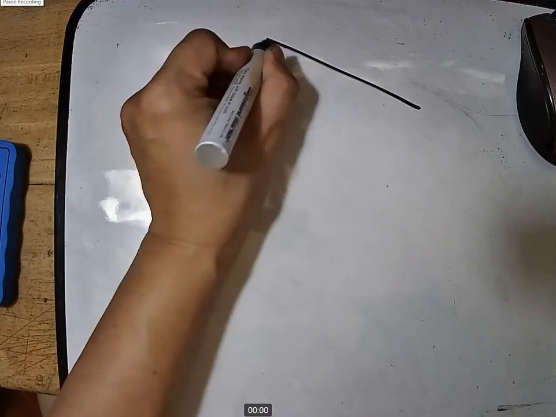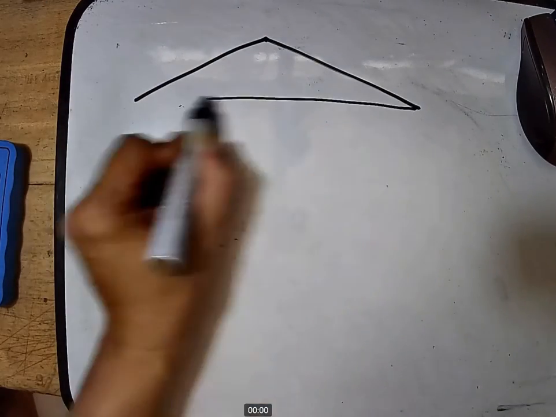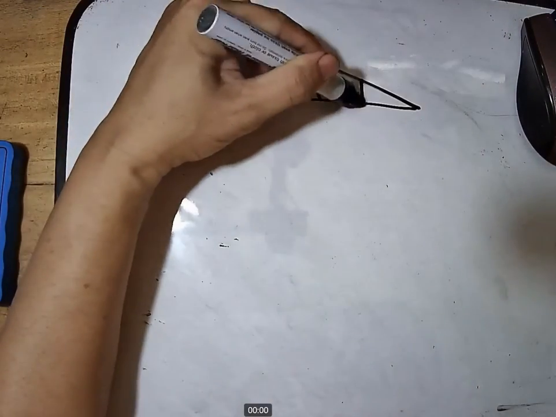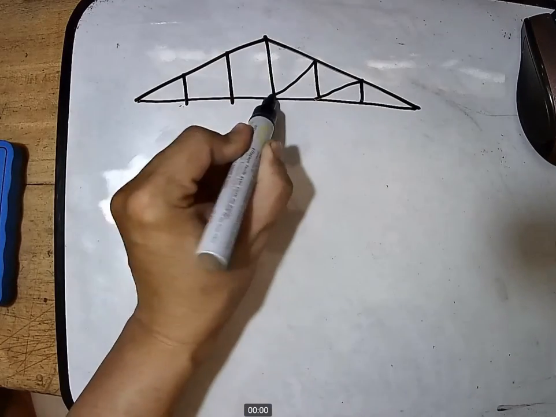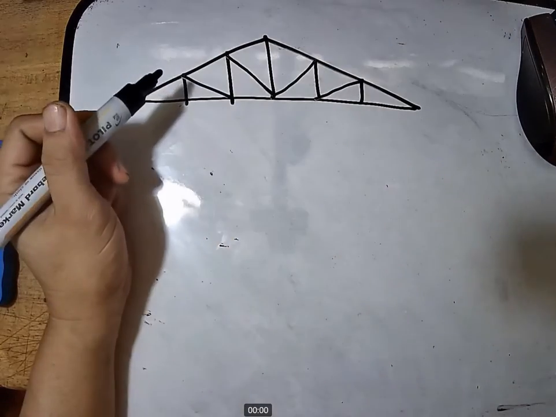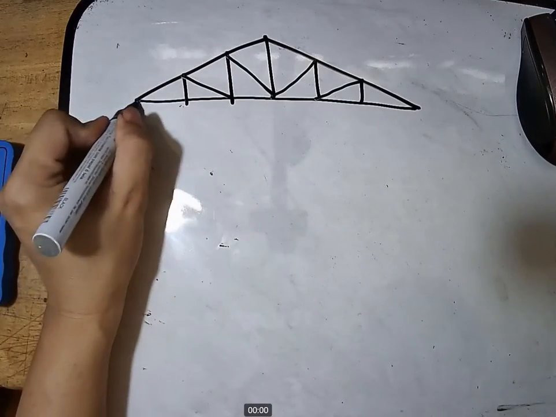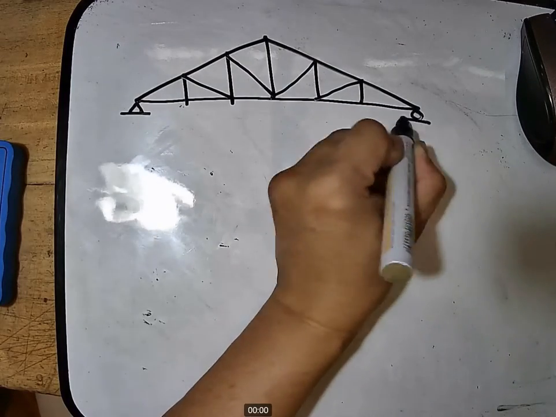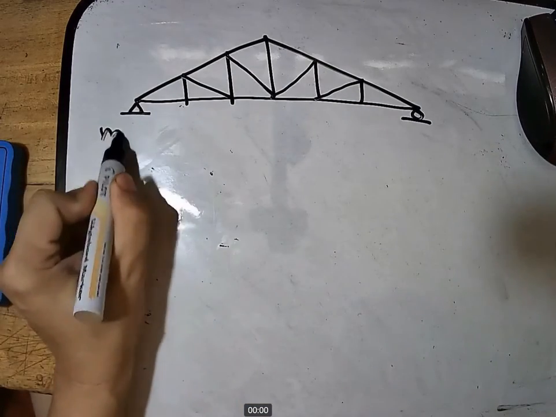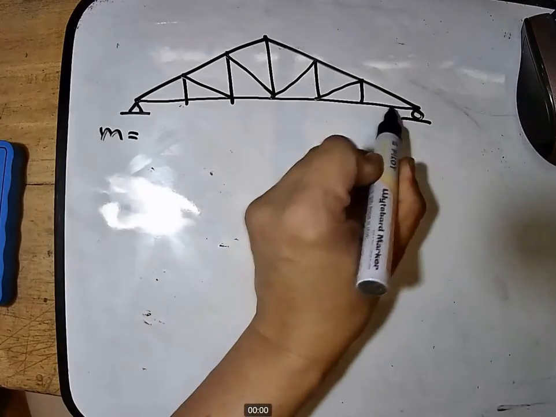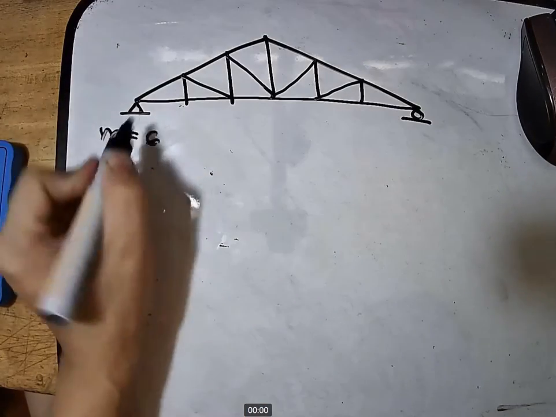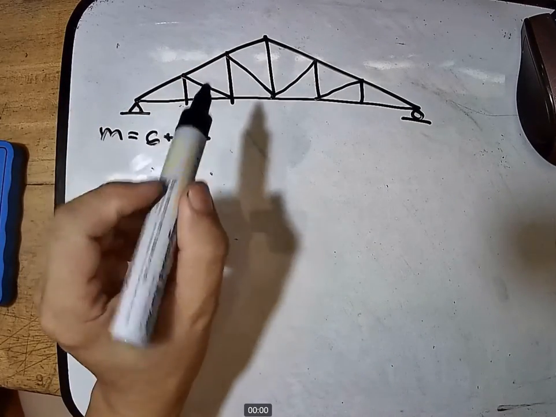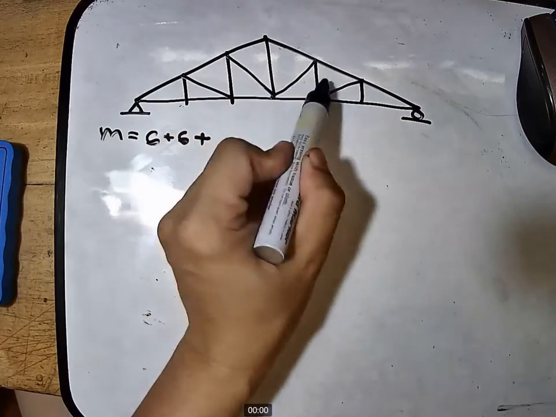Now let's look at this truss. Let's check the determinacy now. So let's place a pin and a roller support here. How many members? 1, 2, 3, 4, 5, 6, 7, 8. Top chord 1, 2, 3, 4, 5, 6, plus webs 1, 2, 3, 4, 5, 6, 7, 8, 9.